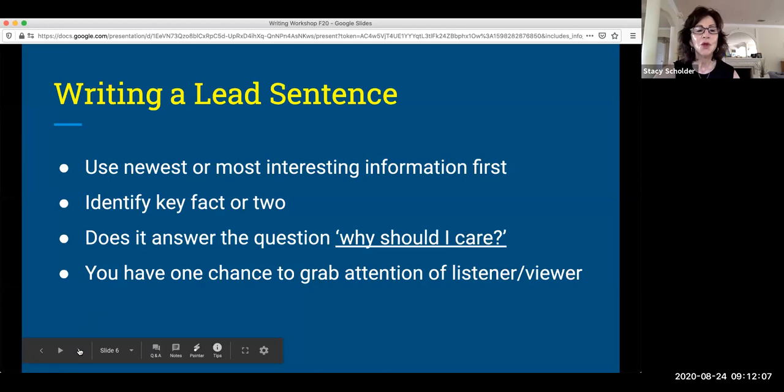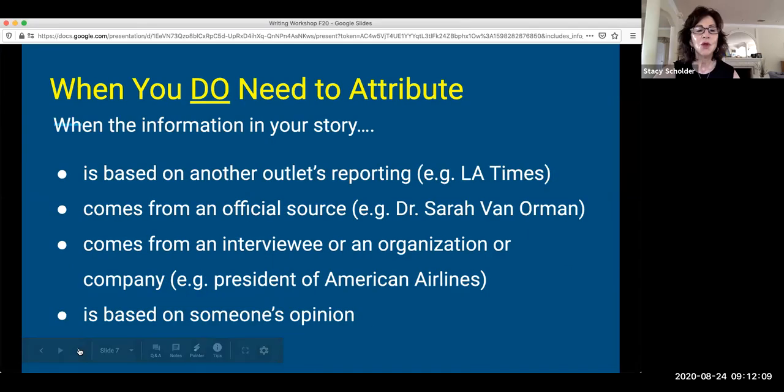When do you need to attribute? When the information in your story is based on another outlet's reporting. So if the LA Times does an investigative piece, we would want to attribute it to the LA Times. When the information comes from an official source, Dr. Susan Van Orman at the health center, it tells us that there are so many positive cases, for example, of COVID. We would want to let our viewers know where that information is coming from.